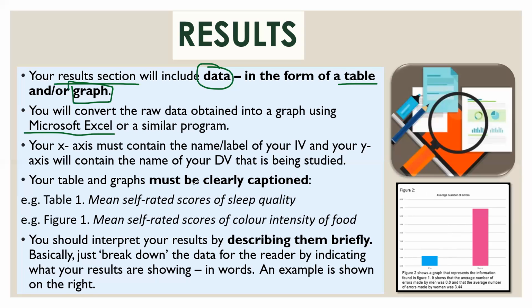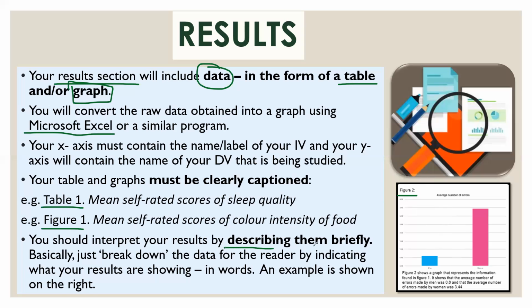The tables and graphs that you include in the results section must be captioned. So let's say you've included both a graph and a table. You would need to label them as figure 1 or figure 2, or table 1, table 2, graph 1, graph 2, some kind of label that shows what that particular data is showing us. So you could write mean self-rated scores of color intensity of food. Or here it says figure 2 shows a graph that represents information found in figure 1. Figure 1 is not included here, but you get the idea.